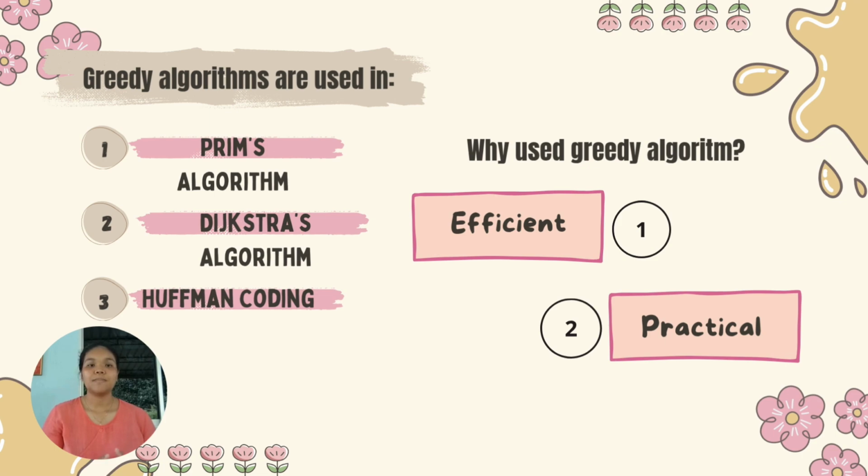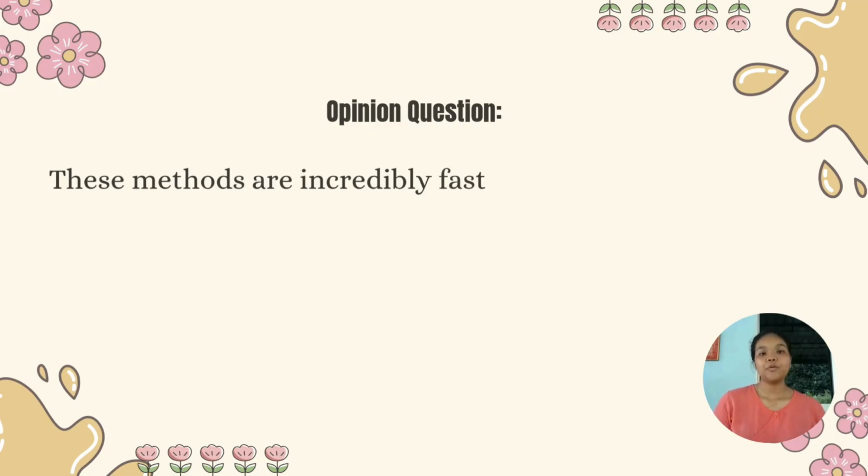Greedy techniques are also applied in Huffman coding for data compression, where the algorithm combines the least frequent characters to reduce the storage size. Overall, greedy algorithms are preferred in situations where speed and efficiency are more important than finding a perfect global solution. Now, I will move on to the opinion question.